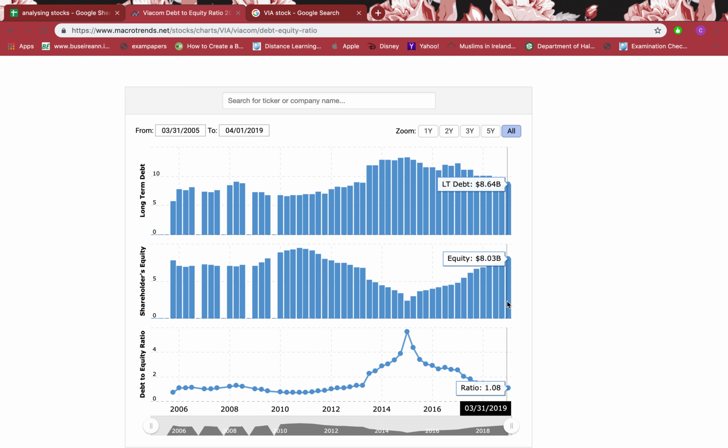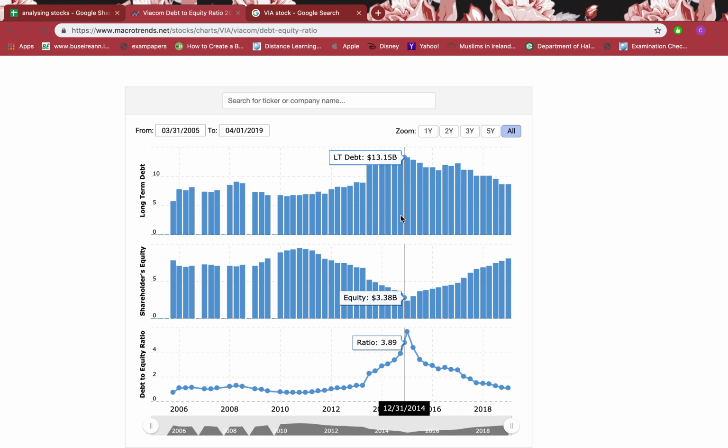If you see vertically up, 8.03 is equity and 8.64 is debt. So debt is more than equity. This is very risky because there's no margin of safety, because it's operating more on long-term debt, which is not very good for the firm. If I go back, still long-term debt is more.